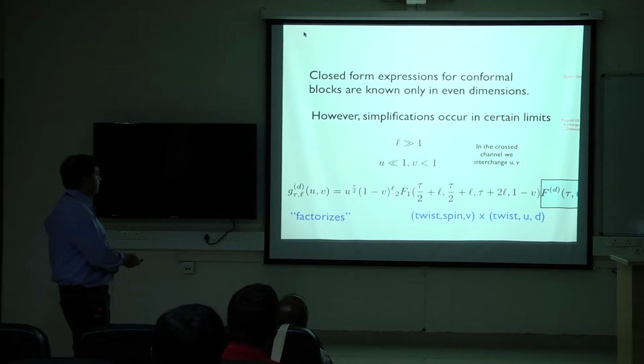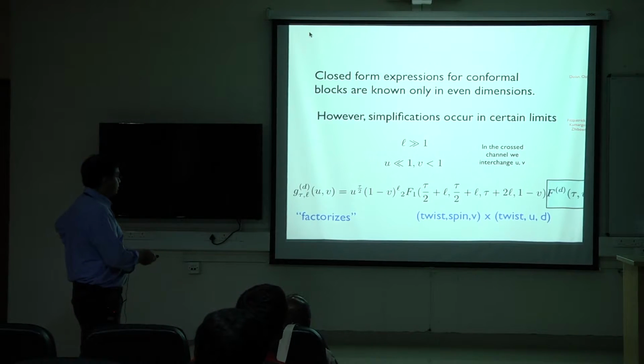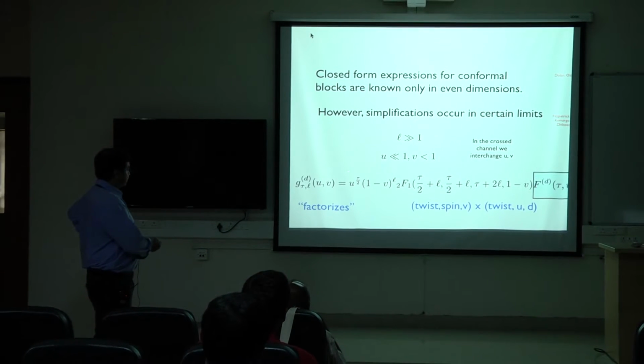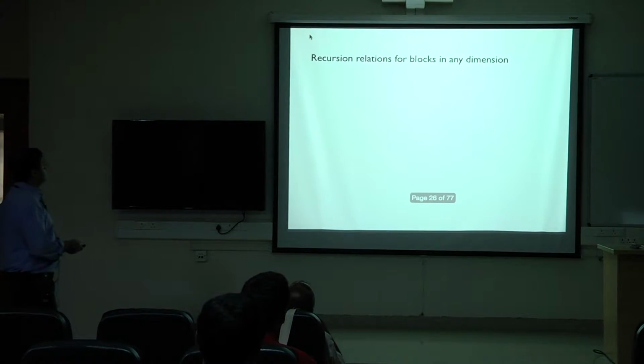So there are two pieces to the conformal block, one that does not depend on the dimension, the other that depends on the dimension. So any conclusion that you get from the first will be true in any dimension, whereas whatever comes from the second will be dimension dependent.